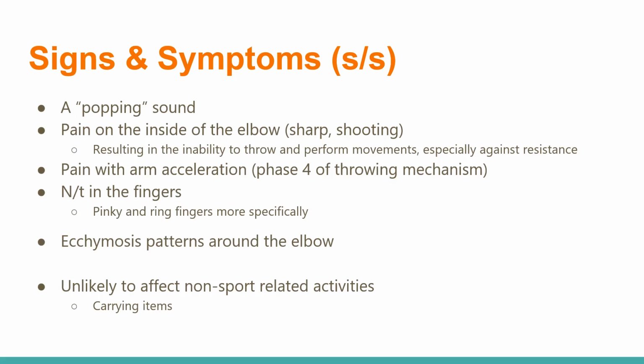Signs and symptoms include a popping sound, pain on the inside of the elbow like a sharp shooting pain, which can result in the inability to throw or perform certain movements, especially against resistance. Pain with arm acceleration, which is phase 4 of the throwing mechanism. Numbness and tingling in the fingers, especially the pinky and ring fingers. Ecchymosis patterns around the elbow. And it is unlikely to affect non-sport related activities such as carrying items like groceries.